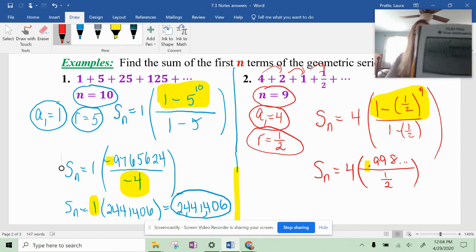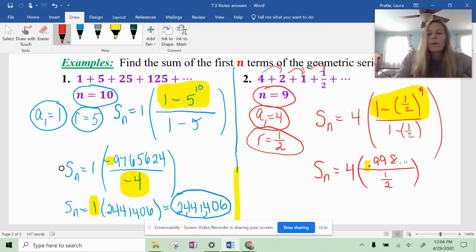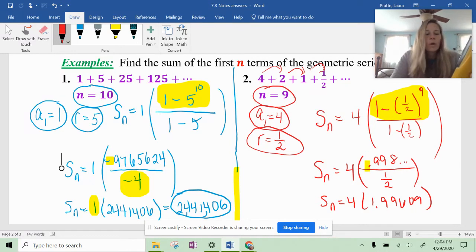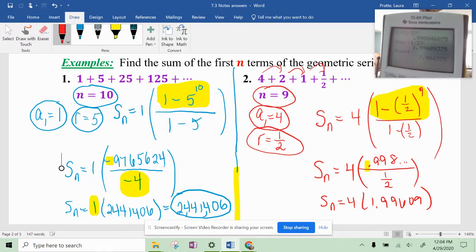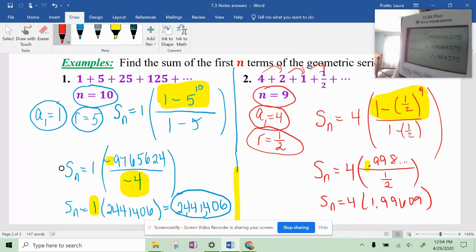So now I have this number here, 1.9960 whatever. Leave that on your screen and just multiply it by 4. That would be your answer, 7.98. So at this point, this is when you would round your answer.